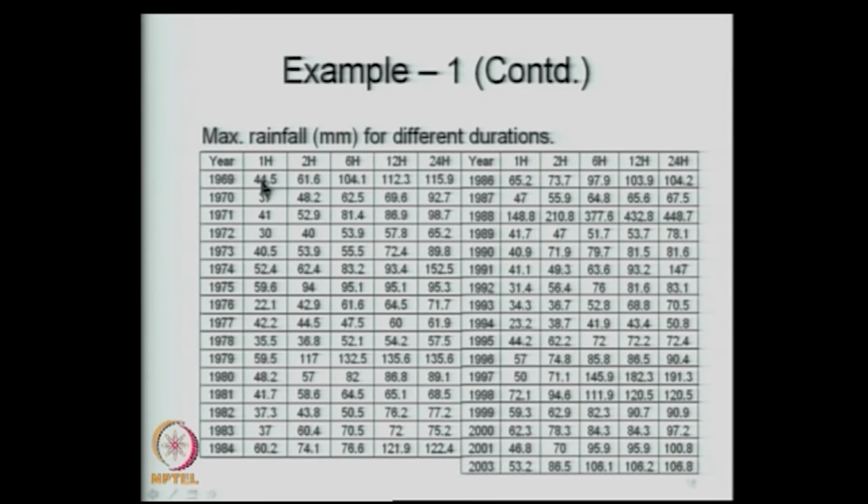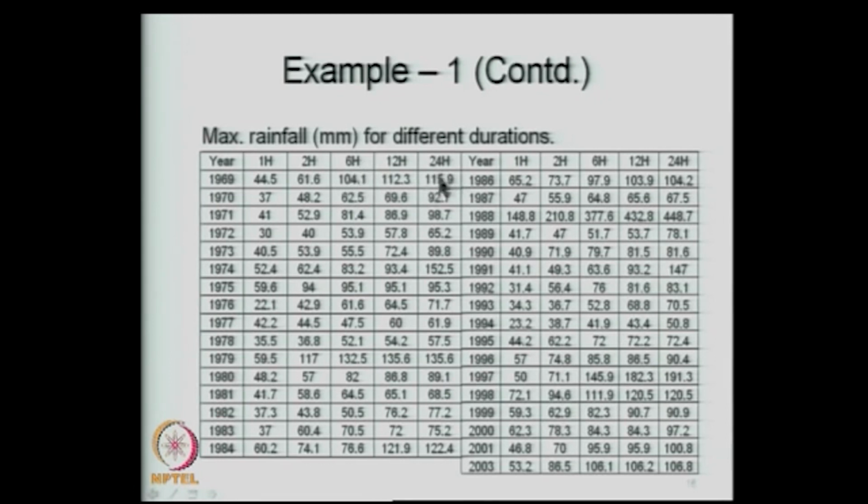You have 1 hour observed data for every day for all the 365 days in 1969. So, from this 1 into 24 into 365 hourly data, you pick up the maximum value. That is 44.5 millimeters. Similarly, 6 hours. Every 6 hours you have data. So, in a day you have 4 such data and 365 such days. So, 4 into 365, out of that you pick up the maximum, that is this value and so on.